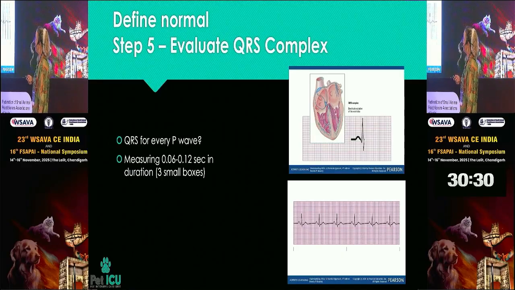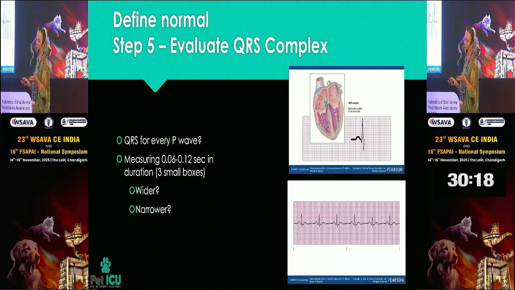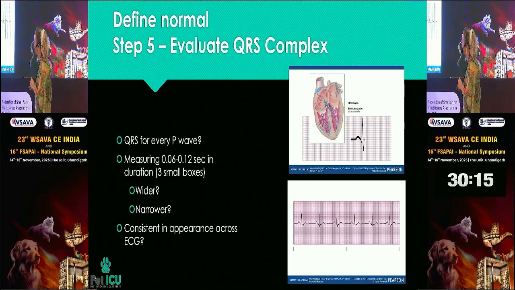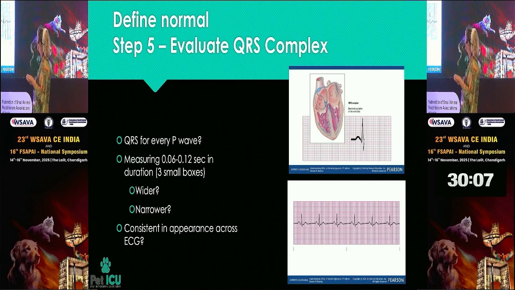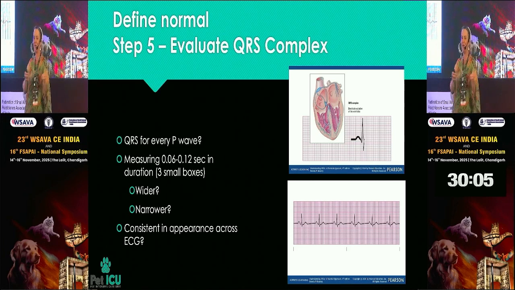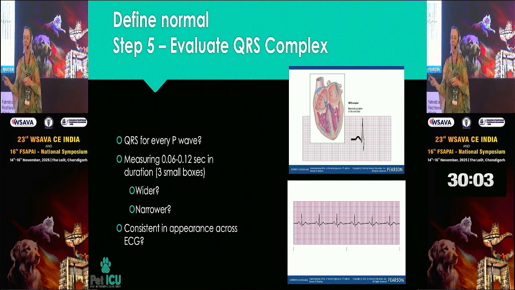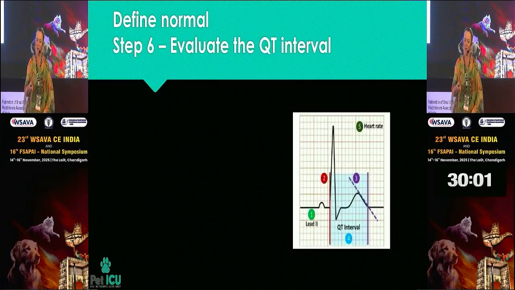You're going to evaluate your QRSs. So yes, we've got P waves, but do we have a QRS following each one? You're going to measure how wide they are, and once they start getting bigger than 3 small boxes, we're starting to call them wide. And are they consistent in appearance? We'll get into this more with multifocal ventricular arrhythmias, where the arrhythmias come from different sites of the ventricles. They'll have different appearances, so you really want to look if they're consistent.